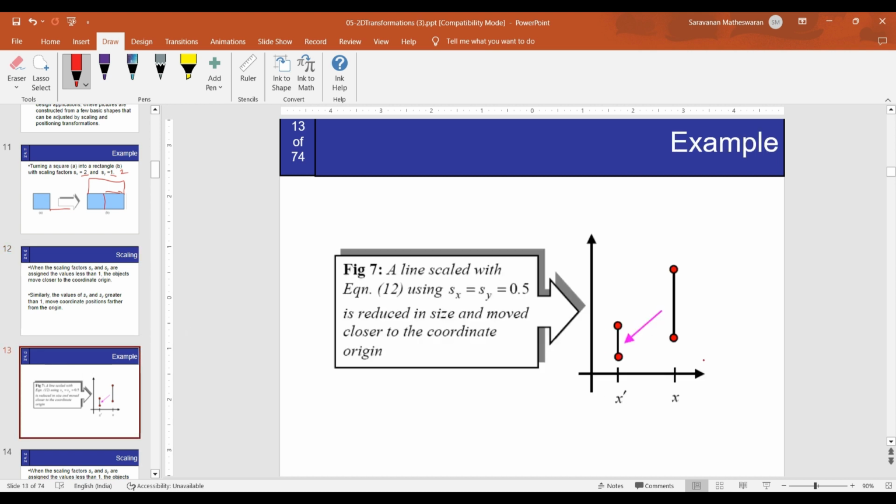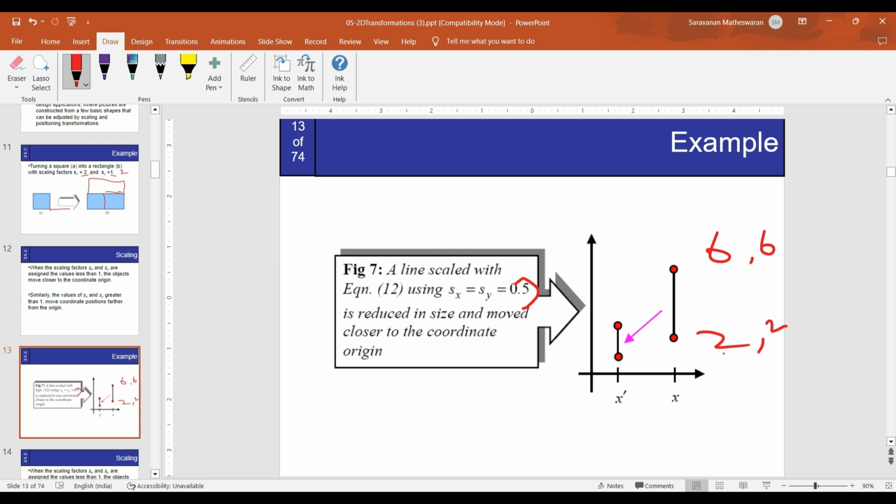Suppose these are my original points. If S of x and S of y are both 0.5, the scaling factor is to be applied. Suppose we have the coordinates 2 comma 2, and for example 6 comma 6.